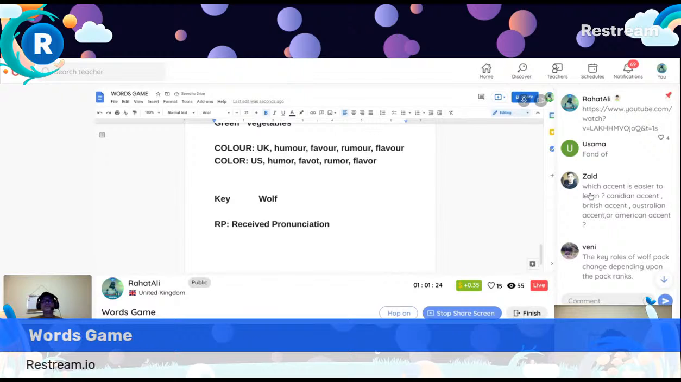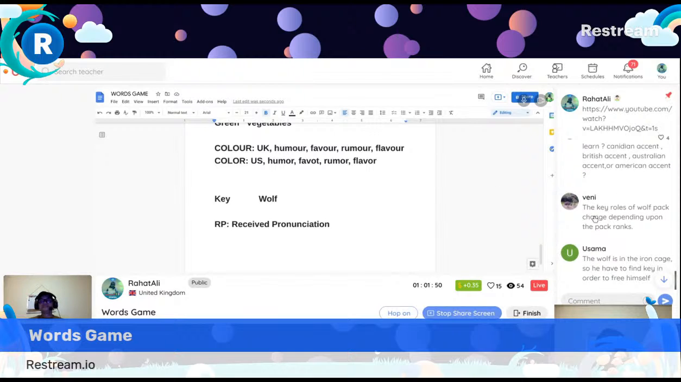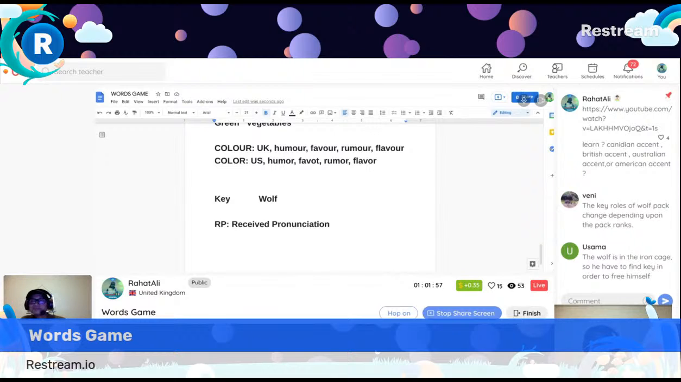So, the key roles of wolf pack change depending upon the pack ranks. That's a cool sentence, Fanny. Thank you. Key and wolf. If you make it plural, you can make it plural. Yeah, you can. Okay, the wolf is in the iron cage, so he have to find. No, that's incorrect.